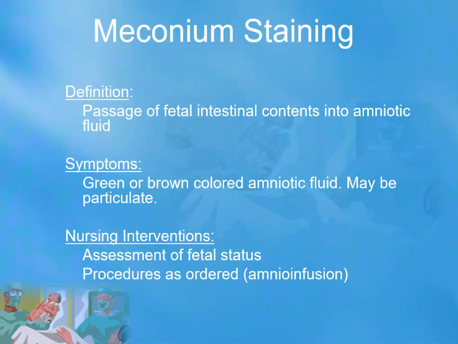Meconium stain, we talked about that. That's when the baby has that bowel movement in utero. It's passage of fetal intestinal contents into the amniotic fluid. It can be green or brown colored amniotic fluid. It may have particulate, if it's chunks of meconium in there or if it's just like little particles. So again, it could be a problem.